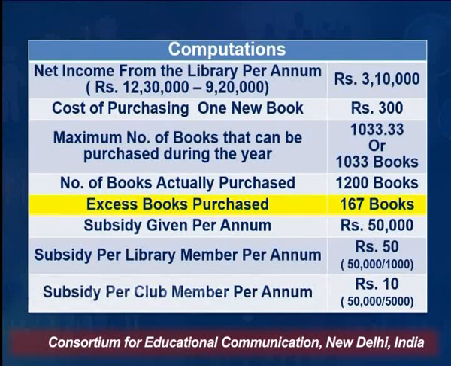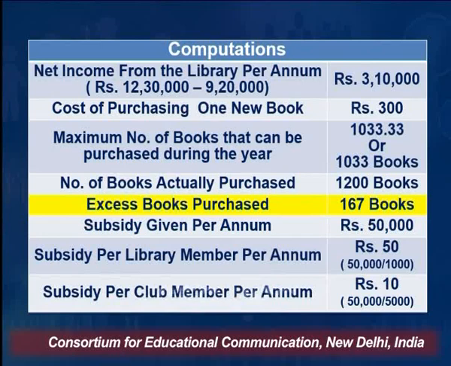167 books. Now if somebody is asking you how much subsidy you have given, and by mistake students go to the first part of the question, where it was reported that up to 5 rupees per member, they say that 5 rupees into 1,000, 5,000 is given as subsidy. No, that is the standard subsidy which the library has to give. Here, we have purchased excess books, 167 books.